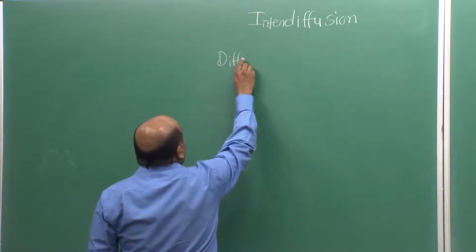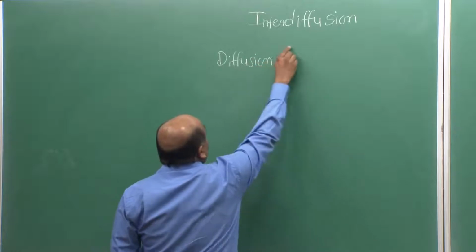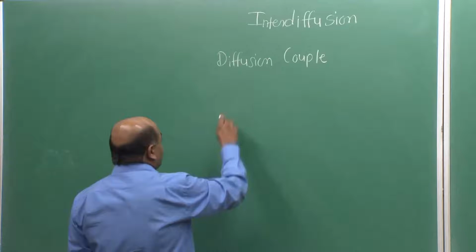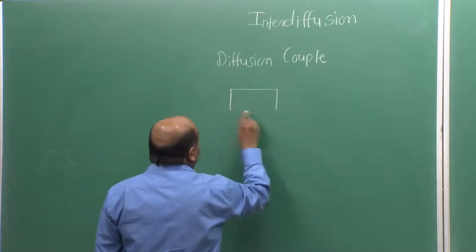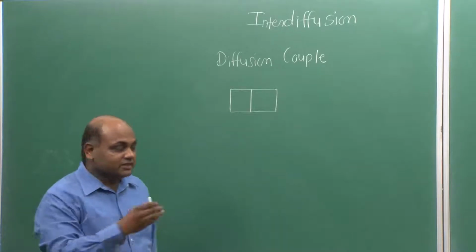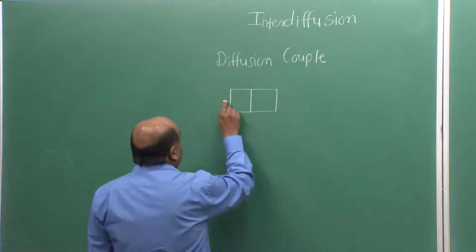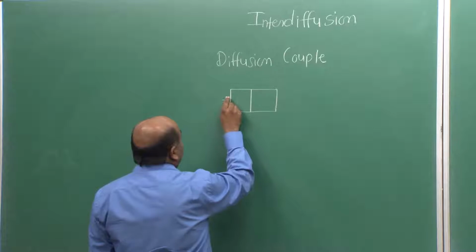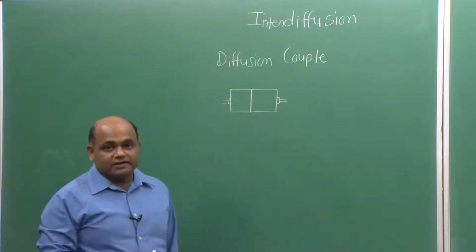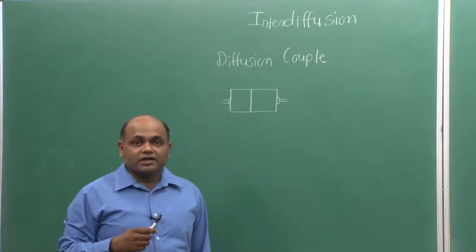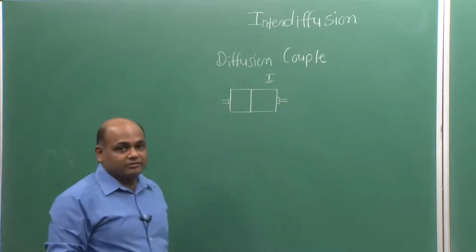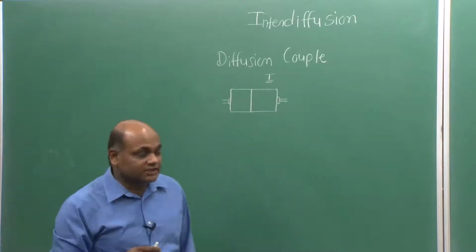Most commonly, interdiffusion coefficients are determined using the diffusion couple technique. In this, two alloys of different compositions are placed in contact with each other. They are held together by some kind of jig, and this assembly is isothermally annealed at some temperature T, at which we want to determine the interdiffusion coefficients.